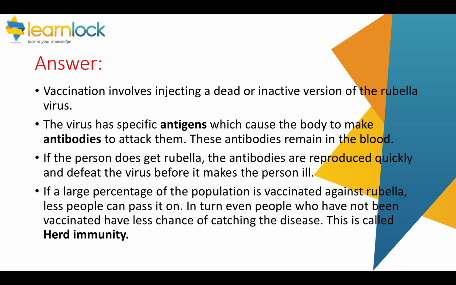Now, if a large percentage of the population is vaccinated against rubella, then fewer people can pass it on. That means in turn, even people who've not been vaccinated have less chance of catching it because fewer people will have it. And that's called herd immunity. The important words to mention in this answer would be antigens and antibodies, because that shows scientific knowledge of knowing that antibodies are what your white blood cells make and antigens are on the surface of the pathogen. Remember, the pathogen is the virus or the bacteria or the protist or the fungus or whatever the microbe is that's causing the disease.